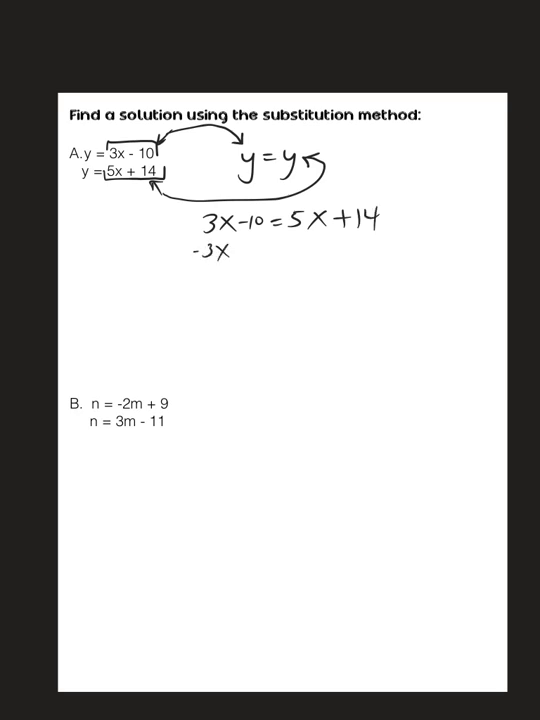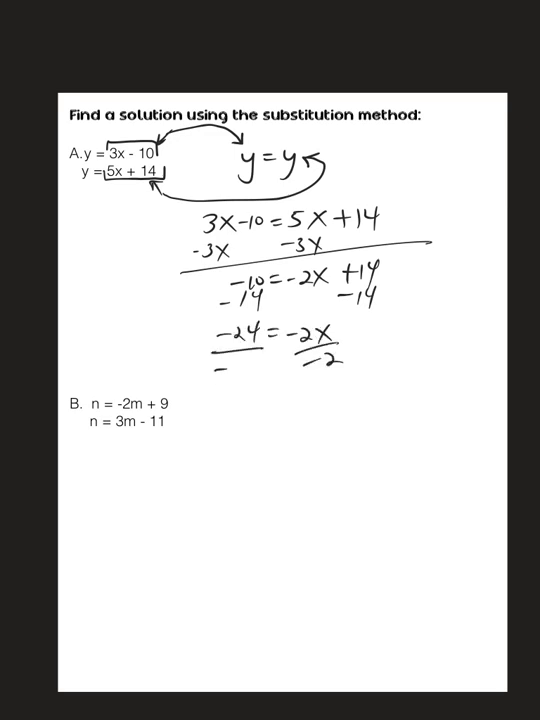Going through all of the steps that I would go through to solve this equation, negative 24 equals negative 2x. X is equal to 12. I found the first part of my solution, 12. I now need to use 12 to find the y-intercept, or not the y-intercept, the y-coordinate of my solution.